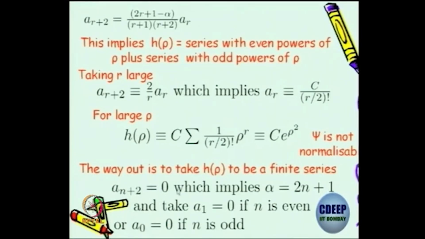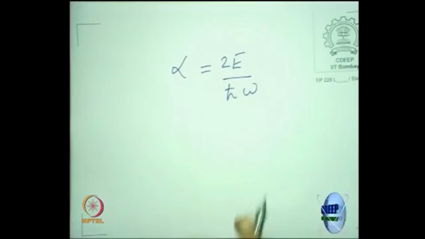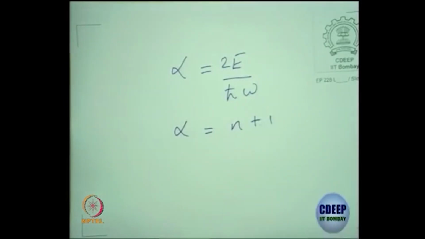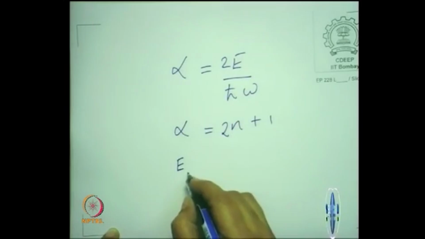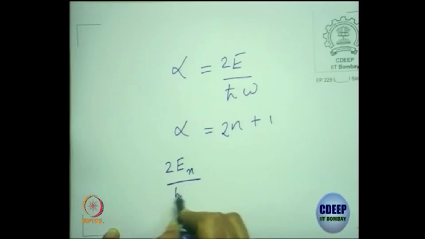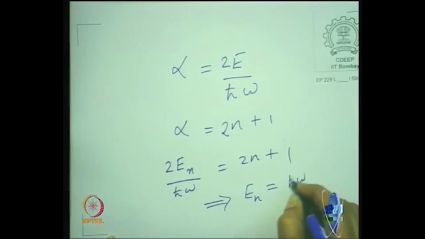So let's put A n plus 2 to be 0. Once I put A n plus 2 to be 0, the only way this will be 0 is that alpha will be equal to 2n plus 1. Once I get alpha equal to 2n plus 1, can somebody tell me what will be the energy? What is alpha? Alpha is 2E by h cross omega, right? And alpha is 2n plus 1. So let me put E as subscript n now: 2En by h cross omega is 2n plus 1, which implies En is h cross omega times n plus half.